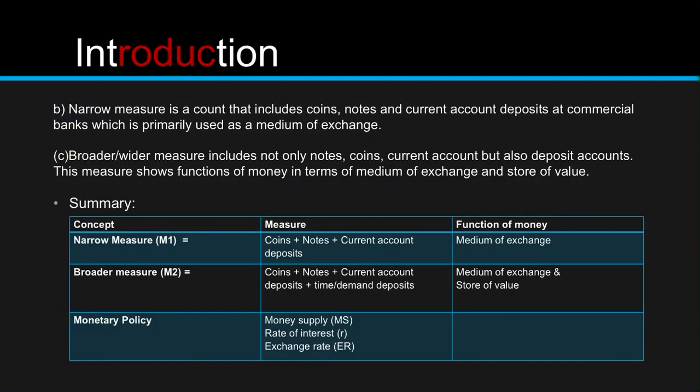So let's take a look at the components of the narrow measure. Narrow measure, or M1, includes coins, notes, and current account deposits. Therefore, the function of money is what? Medium of exchange. Whereas broader measure includes coins, notes, current account deposits plus time or demand deposits. In other words, broader measure equals narrow measure plus time or demand deposits.